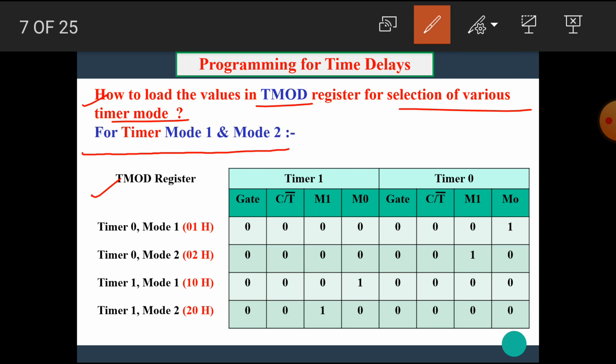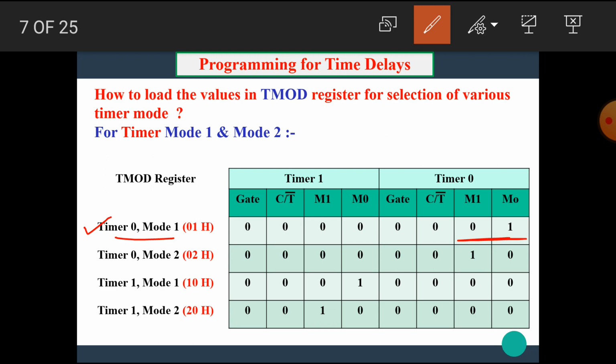This is the TMOD register. We know that TMOD is an 8-bit register: M0, M1, C/T bar, and GATE. The lower 4 bits are used for timer 0. The upper 4 bits are identical to the lower 4 bits, and these bits are used for timer 1. That means if we want to use timer 0 in mode 1, we have to give the value 01 to timer 0, and the other bits are 0.